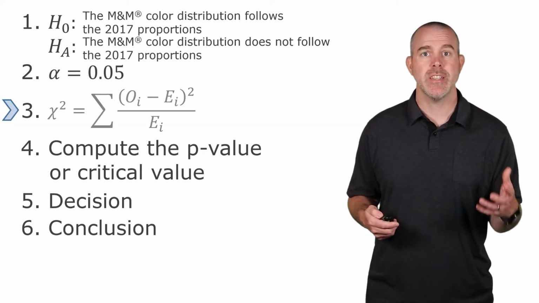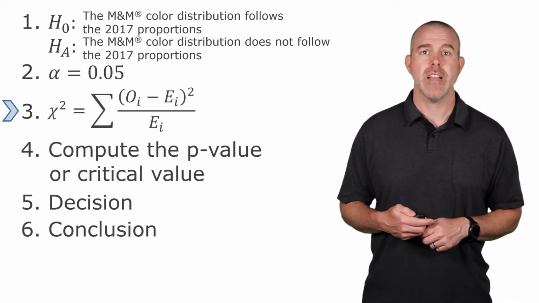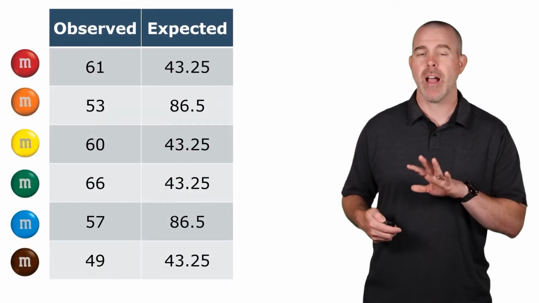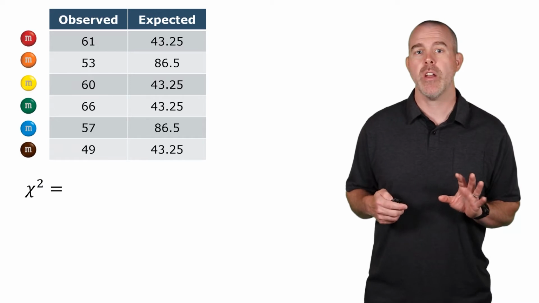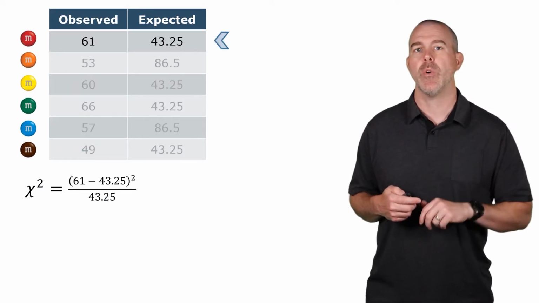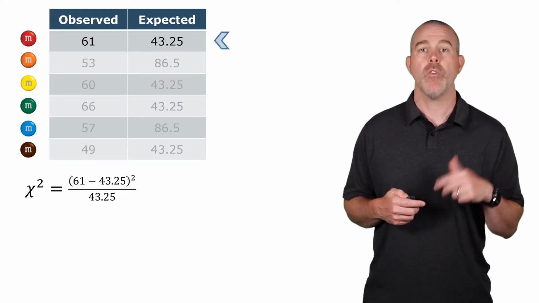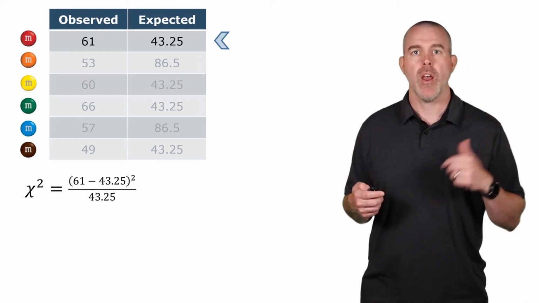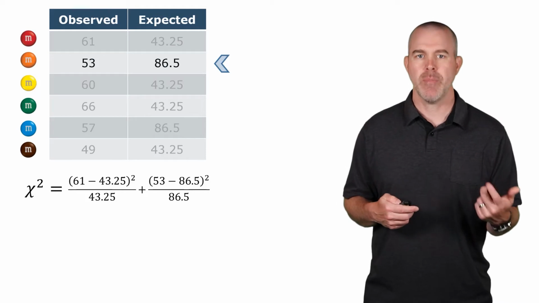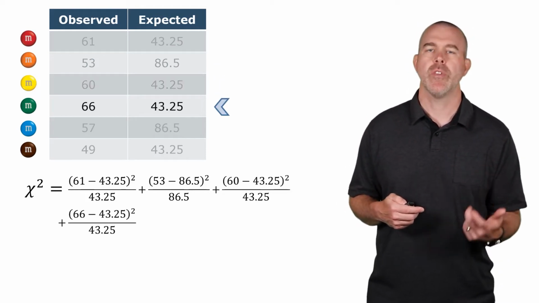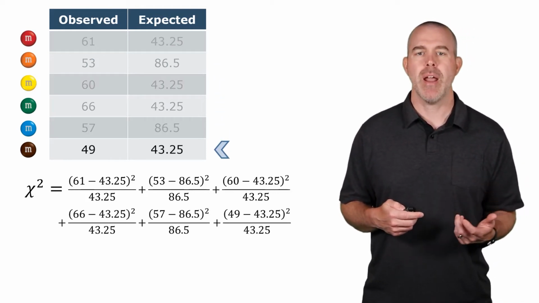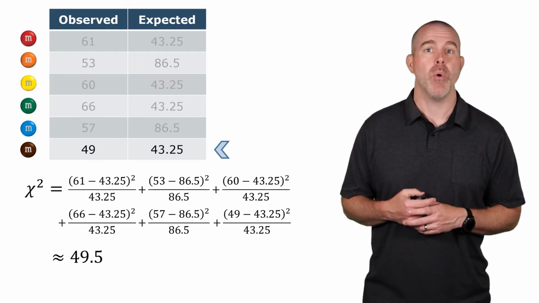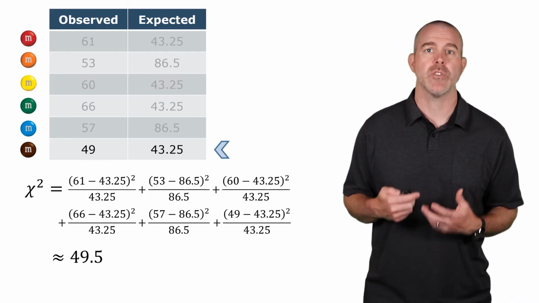The test statistic is this chi-squared test statistic. So let's pull up our colors here, and zoom out a little bit to give some workspace. Our chi-squared for the first one is 61 minus 43.25, squared, over 43.25. So observed minus expected, squared, over the expected. And the same thing for the orange, the yellow, the green, the blue, and the brown. And we get a total of about 49.5 for our chi-squared.